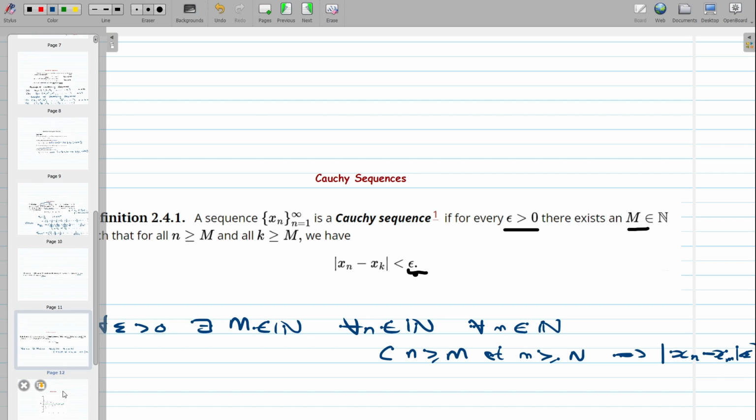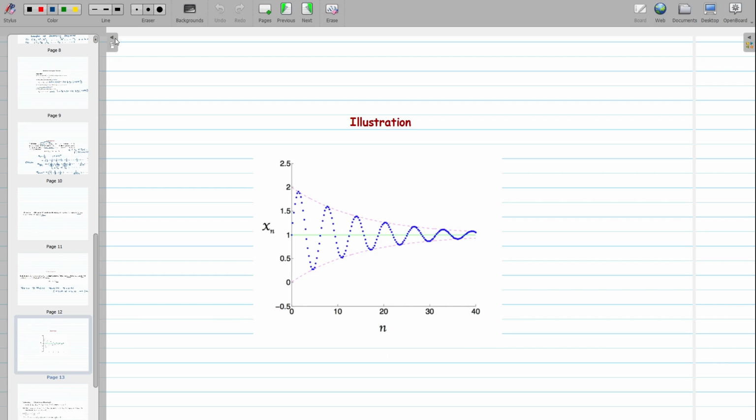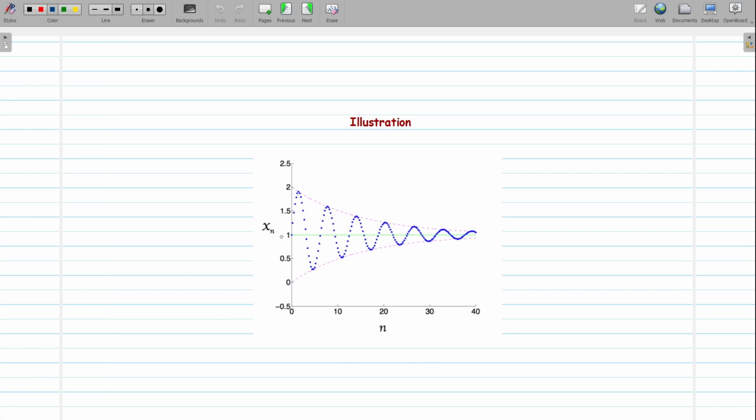And then we can look at an illustration here. You can play around with this diagram, maybe fix some value for epsilon. Let's take 0.5 for epsilon. And then we can see that starting from maybe this point here, if you grab any two terms of your sequence, the distance between those two terms is going to be less than epsilon, right?